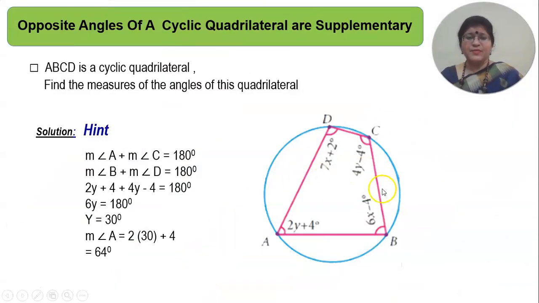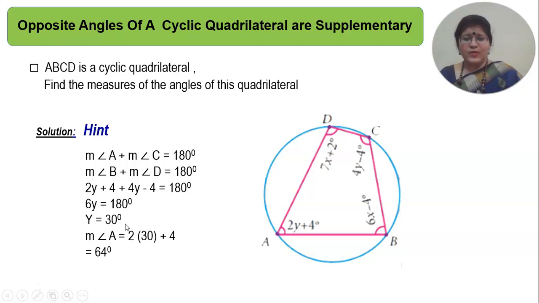Now this is an example that I have given. The measures of these angles are not given. You have to find out the measure of each and every angle. Use the property of a cyclic quadrilateral. 2y plus 4 plus 4y minus 4, the total is 180. So this plus this is 180. So you get the value of y as 30 degrees.